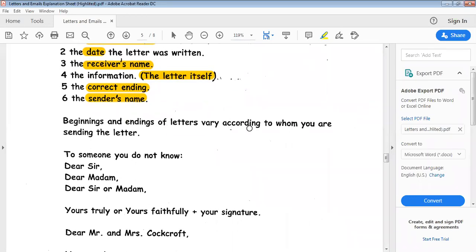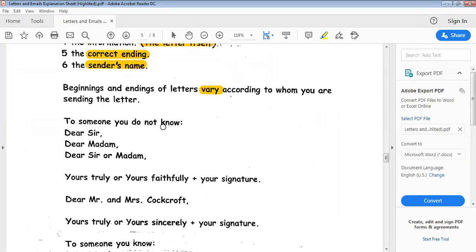Beginnings and endings of letters vary. Vary means they are different according to whom you are sending the letter. As we said, if you're writing to someone you do not know, I can say, dear sir, madam, or dear sir or madam, if I'm not sure if the manager, for example, is a man or a woman. If I'm not sure, then I'm going to say, dear sir / madam, okay? Yours truly, yours faithfully, plus your signature or the name. The signature is not a must, of course, as I've said.